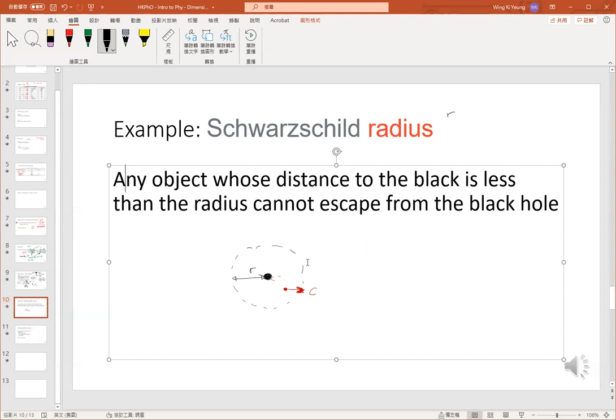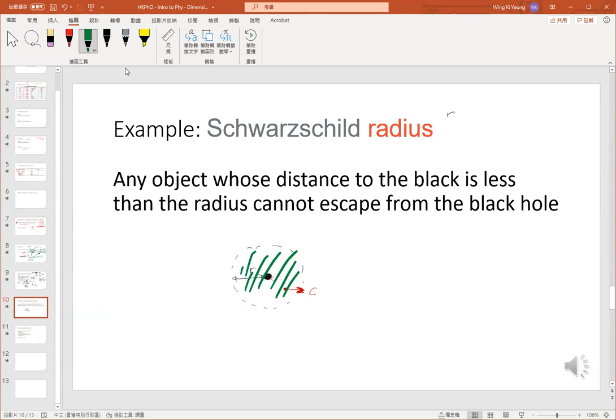So let's say this is a black hole at the center. And then what does distance mean? Within this region, or within this sphere, if an object is within this region, it cannot escape from the black hole, no matter how fast it moves away from the black hole.